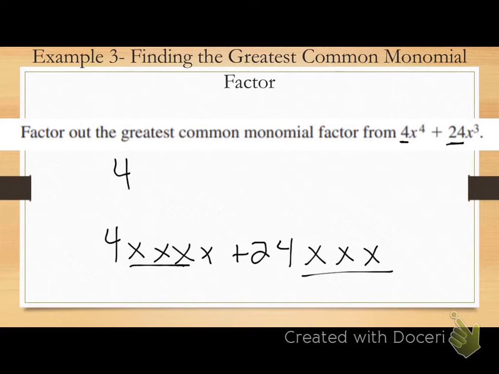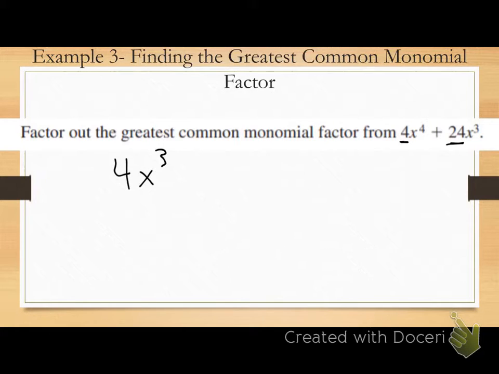When we're talking about GCF, I always like to say you're only as strong as your weakest player. So we can't have more than 3 in common because this one only has 3 x's, correct? So we're only as strong as this weakest player right here. Does that make sense? So how many x's did we say they have in common? 3. So I'm going to pull out an x to the 3rd. So 4x to the third power is my greatest common monomial factor.